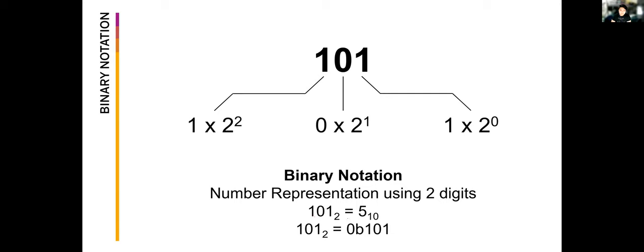So we can see at the bottom that 101 in base 2 notation is equal to 5 in base 10 notation. And if we are using prefixes to represent binary numbers, it's represented by the prefix 0b. So far so good? Are there any questions?